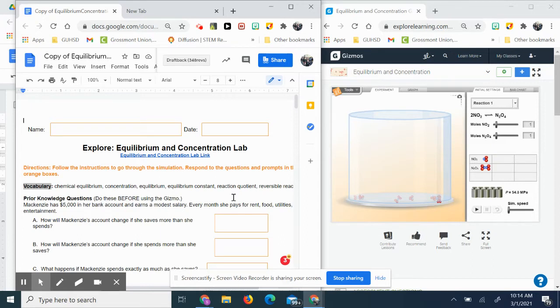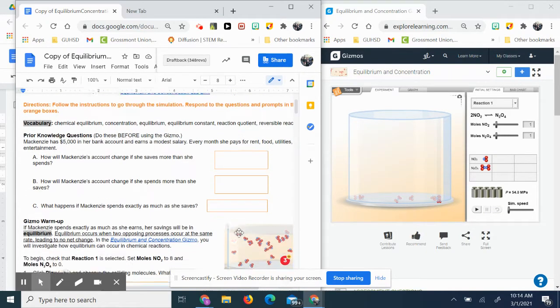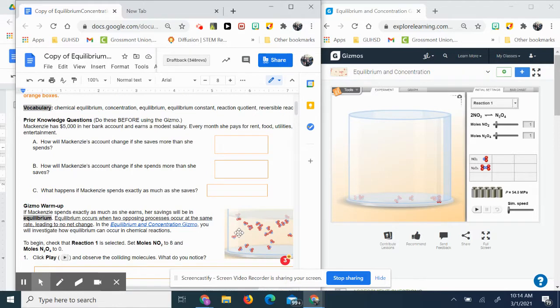So when you open up your assignment, this is what will show up, and you're going to click on this link, and that link will show you this Gizmo right here. Again, make sure that you are logged into the Gizmo because you're not going to have enough time to complete the Gizmo if you don't log into your account first. The first thing that you're going to do is answer these questions.